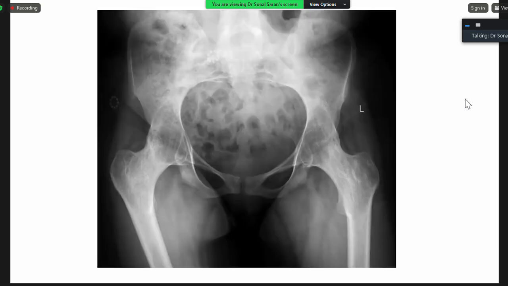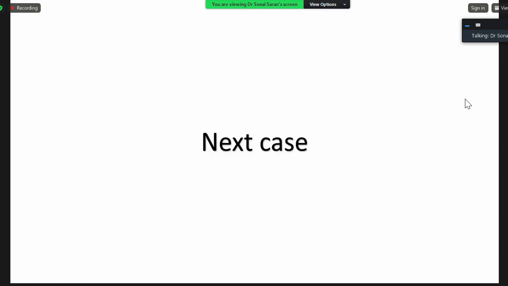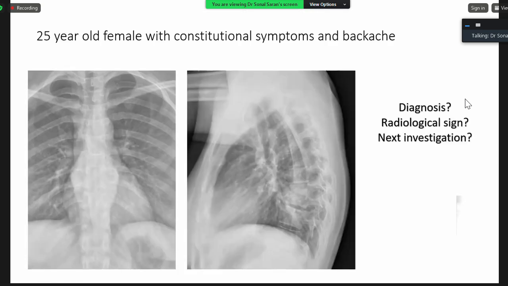There's another radiograph of another patient with advanced AS where we can see fusion of bilateral hip joints. So large joints are also affected in AS quite frequently. And in bilateral sacroiliac joints also we can see fusion and bony ankylosis. So that is AS. Next case.